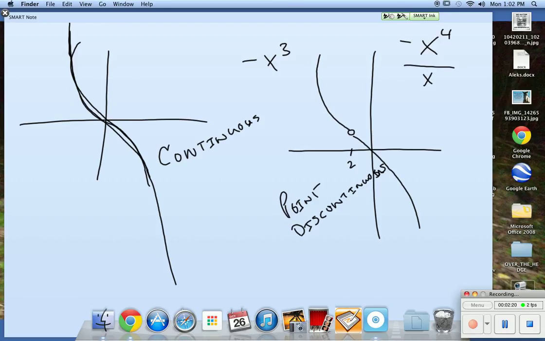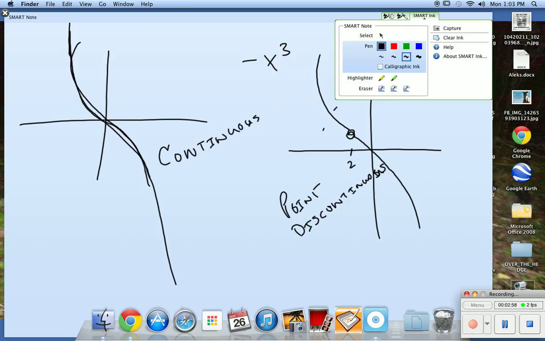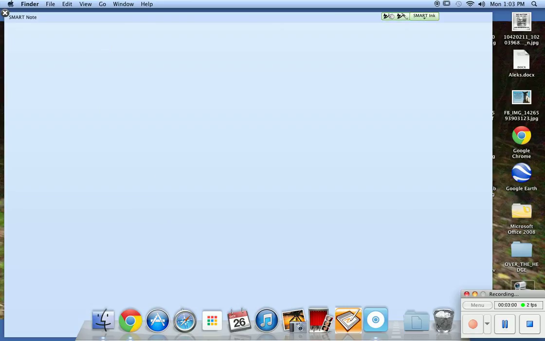What if we had an equation like this? That might be an example of an equation where at negative 2, it's undefined. But yet, everywhere else it would be. I'm not even sure what that would look like. I kind of guessed at what that would be. But that might be an equation where at 2 it's undefined, so we can't have a point there. All right? Those are continuous and discontinuous graphs.